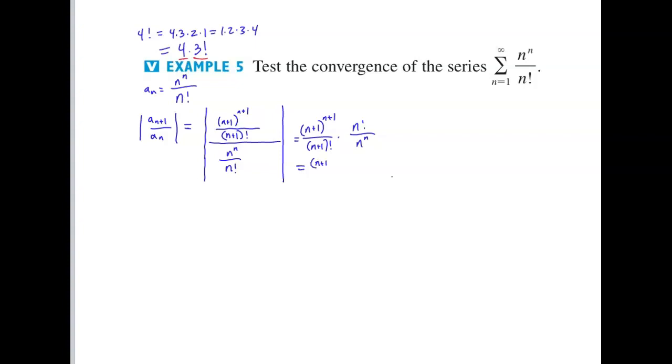All right, so let's do this. I'm going to do one thing at a time here. So n plus 1 times the quantity n factorial, and then I have n factorial over n to the n. All right, that gets rid of my factorial, right?